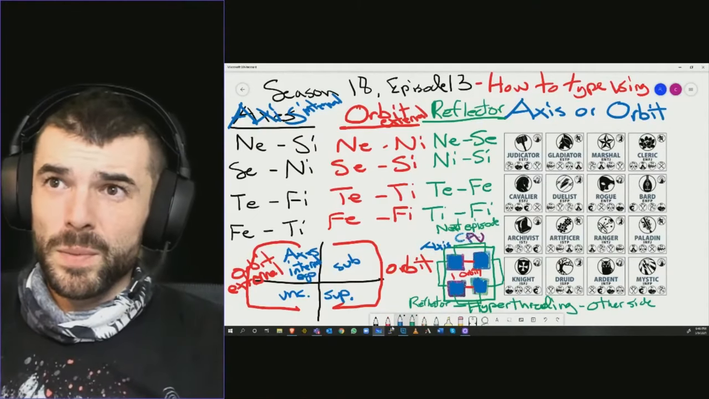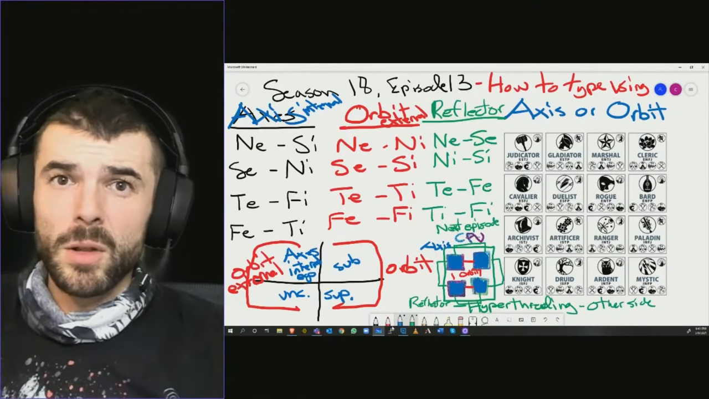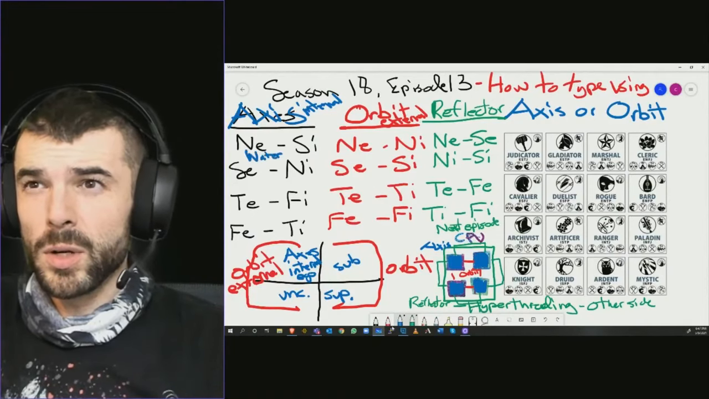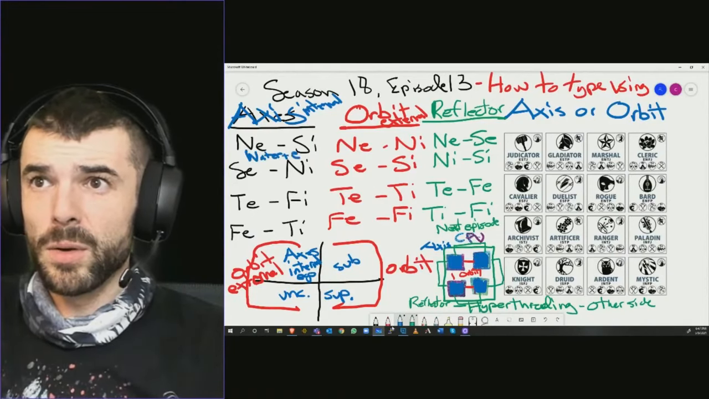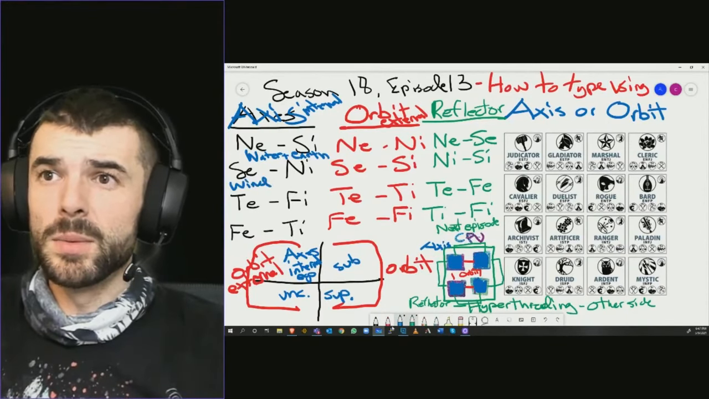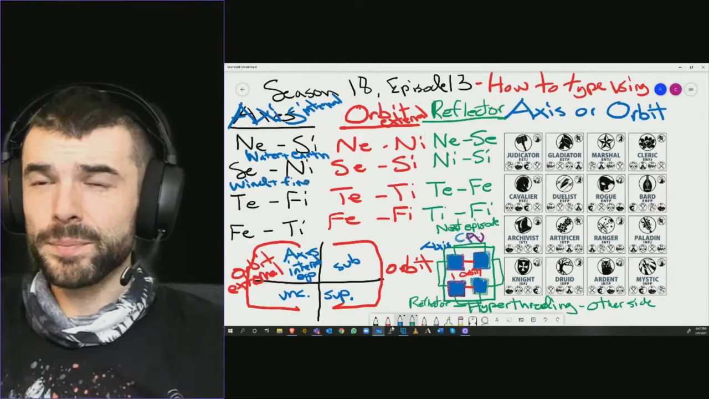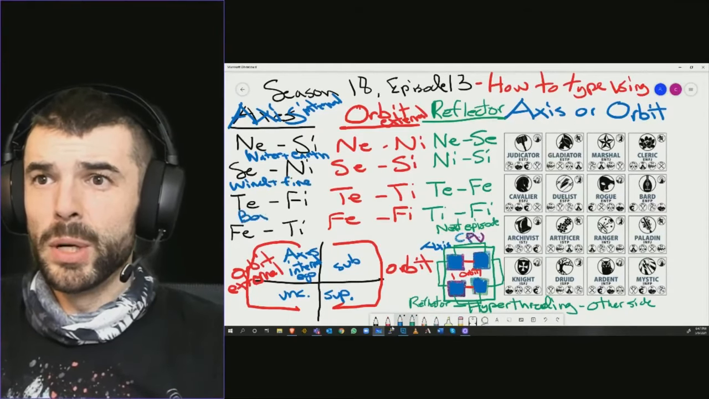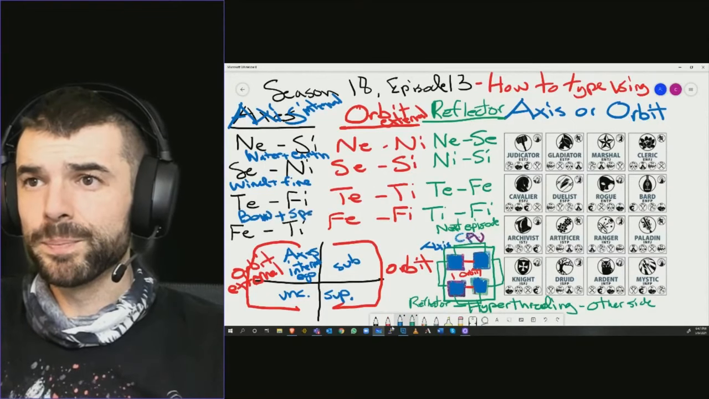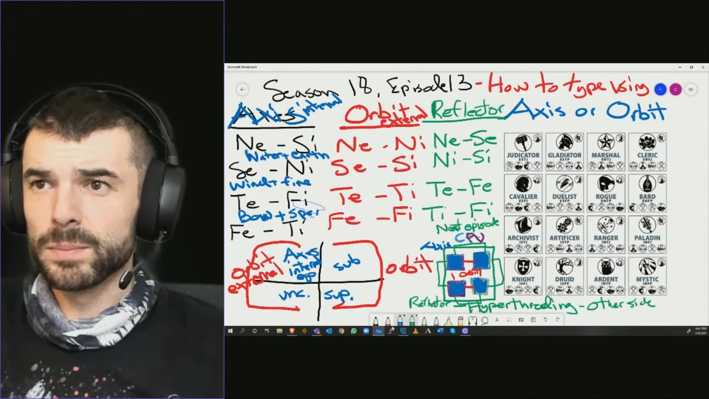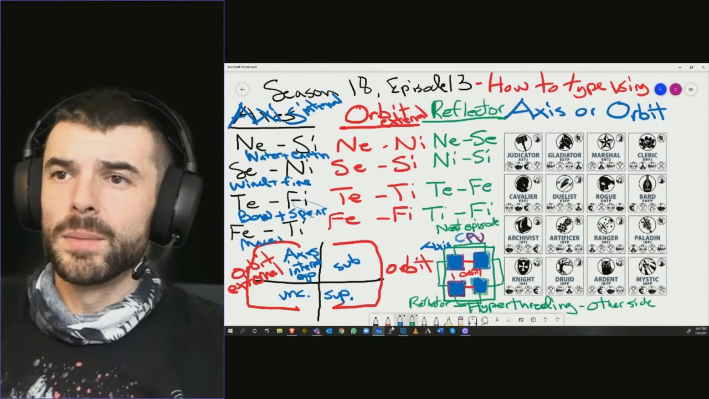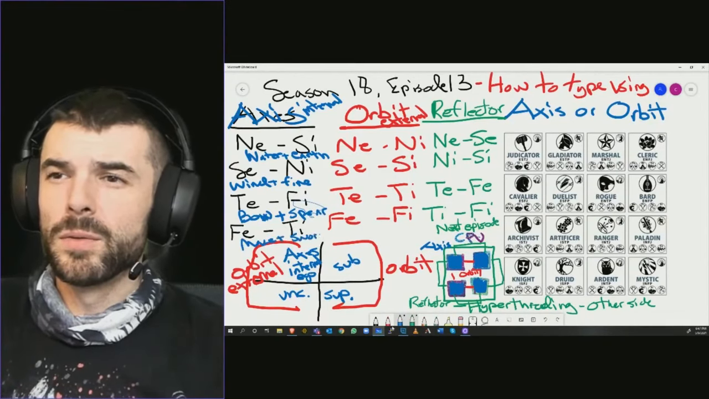All right, so don't forget, looking at axis and orbit. This axis is water plus earth, okay? So water and earth. This is wind plus fire, okay? This is bow plus spear. This is mace plus sword for this one.